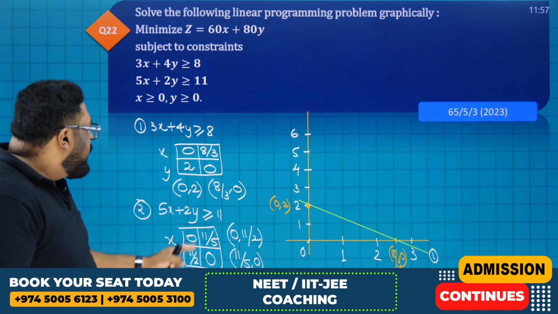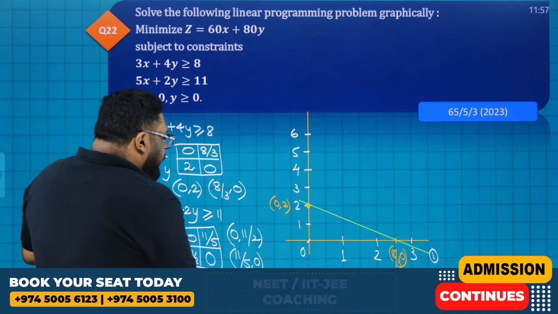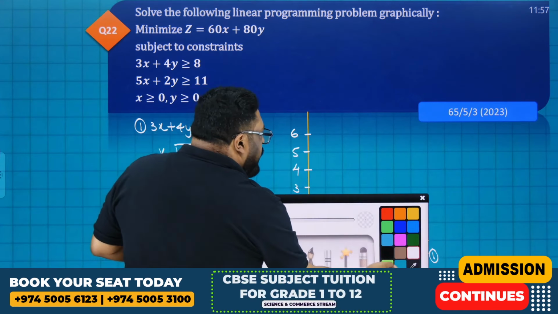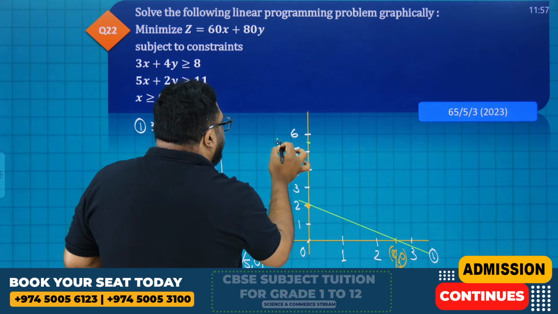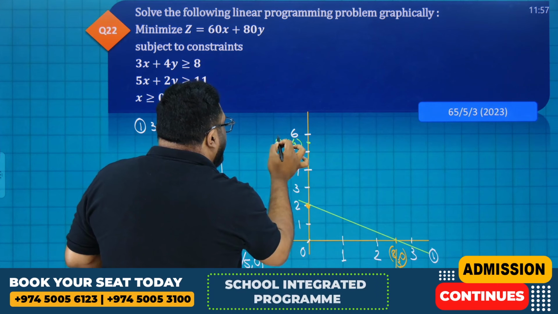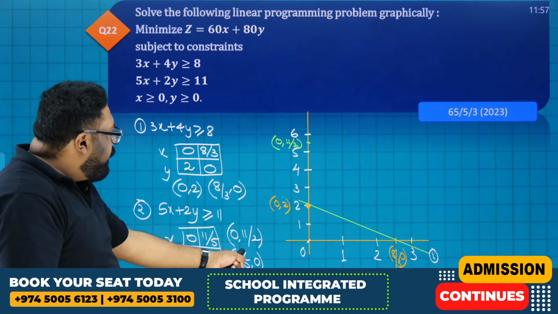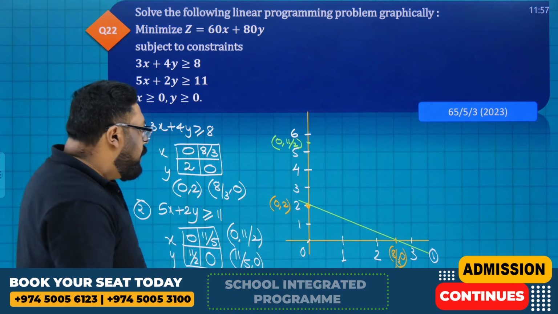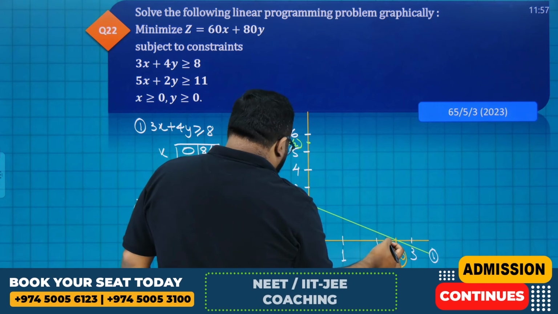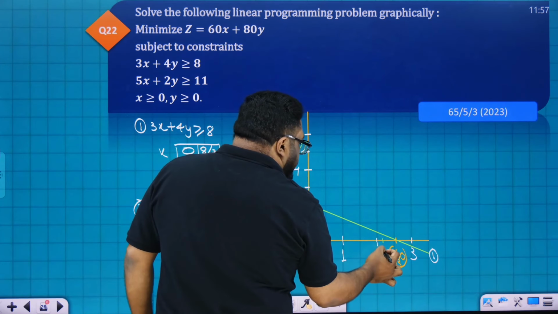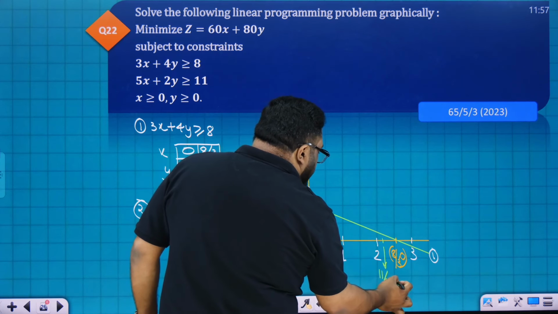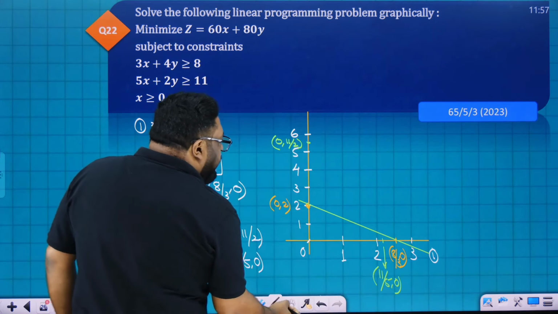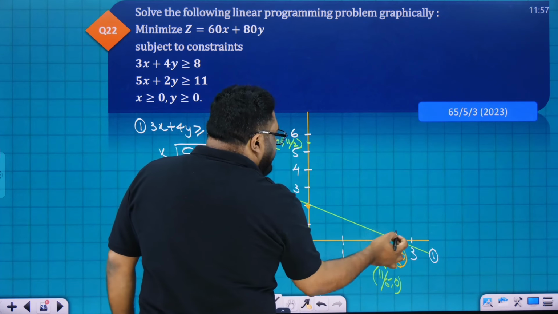Second one, my dears, (0, 11/2). 11 by 2 is 5.5. Next one, 11 by 5, which is 2 point something, somewhere over here. So it's going to be this one, (11/5, 0). Draw the line for that, my dears. The line for that is going to be equation number 2.